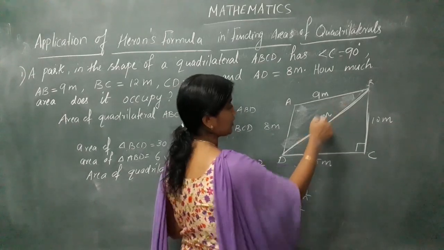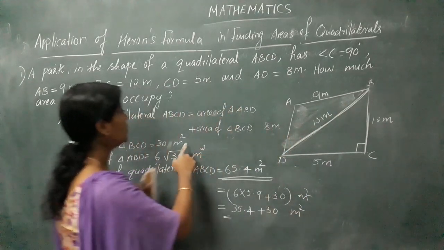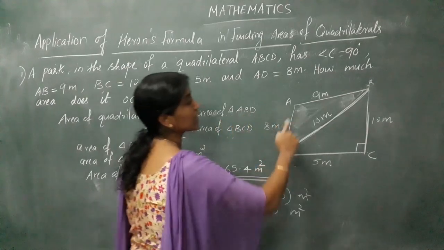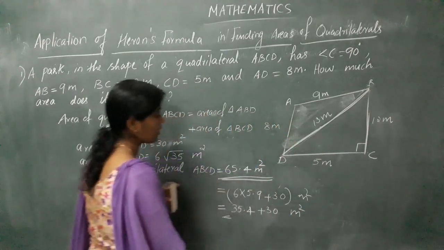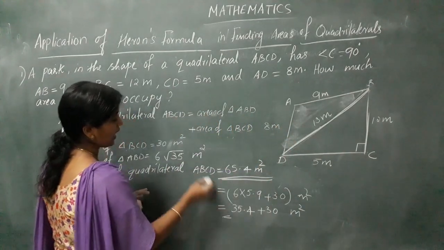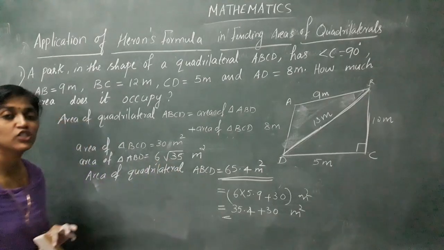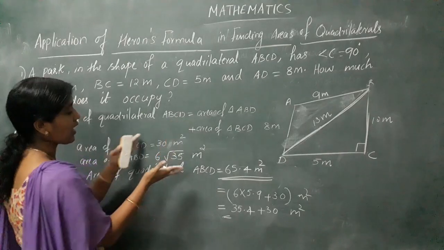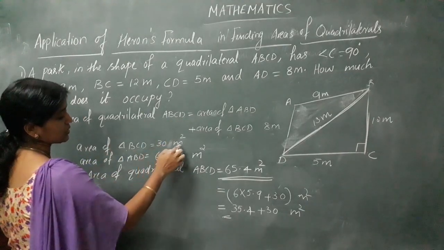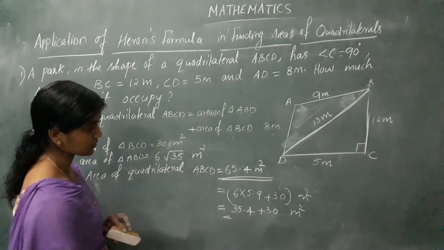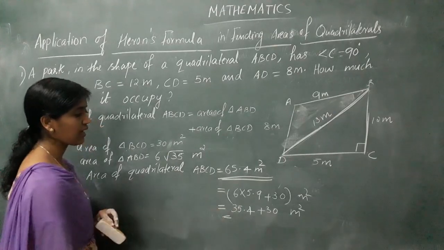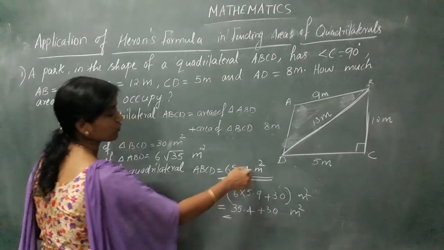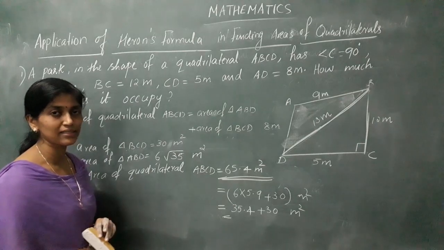Then after finding the three sides, we found the area of triangle ABD using Heron's formula. So we got the area of ABD as 6 root 35. Now to get the area of the quadrilateral ABCD, add both, that is 30 meter square plus 6 root 35 meter square. We are getting the answer as 65.4 meter square. I think it is clear.